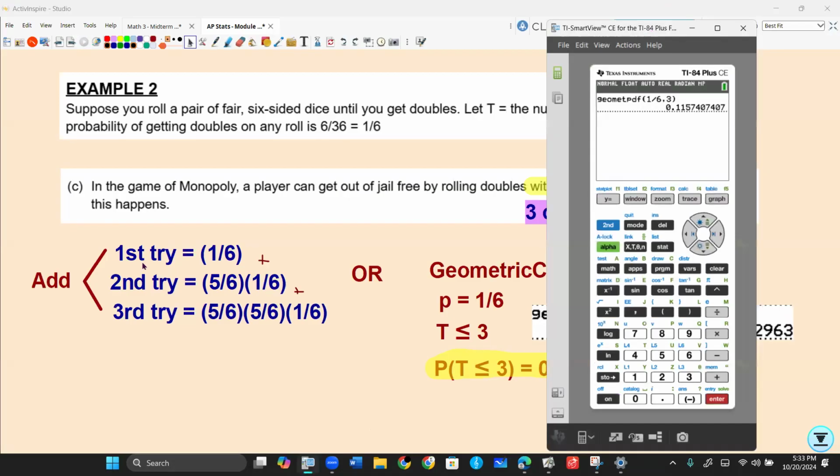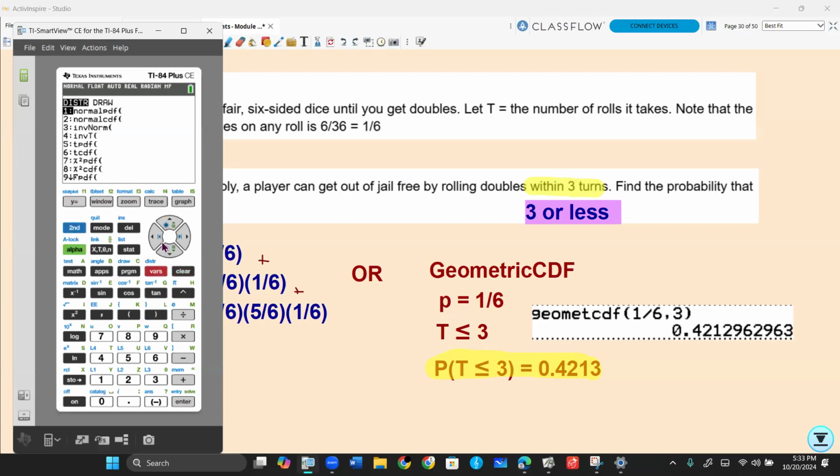And let's verify that we get the right answer. So geometric CDF is going to be second vars. I go up because it's at the very bottom. And then I do 1/6 and let my X value be 3. And that's 0.42, which is the same as doing 1 out of 6 plus 5 out of 6 times 1 out of 6 plus 5 out of 6 times 5 out of 6 times 1 out of 6. I know this is a long way to do it, but that's okay. I got it out of order there, but that should give me the same thing, which it does.